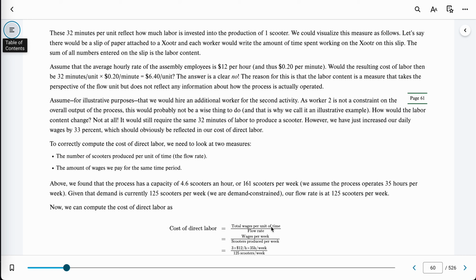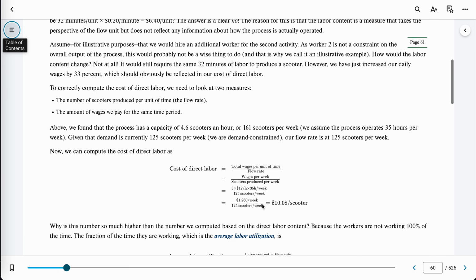The cost of direct labor is the total wages per unit time divided by flow rate, right? So the wages per week: it's a 35-hour work week and there are 3 workers, each paid $12 per hour, so 3 times $12 times 35, which is 1,260, divided by 125 scooters per week. The direct labor cost is $10.08 per scooter. So that's how much we spent. Even though we can produce approximately 161 scooters per week, our flow rate is only 125 scooters per week because that's our demand, right?